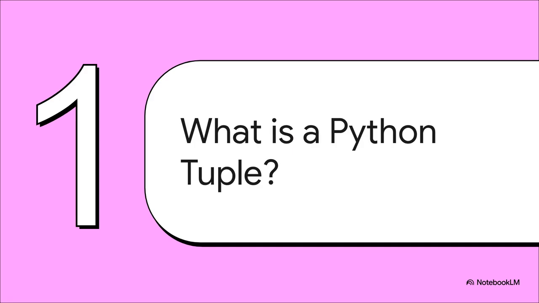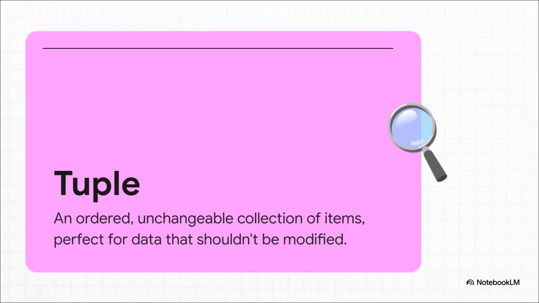Okay, so let's start at square one. What in the world is a Python tuple, really? At its heart, a tuple is a collection of items that is ordered and unchangeable. Now, I want you to burn that word into your brain. Unchangeable. That's its secret sauce. That's what makes a tuple the perfect container for any data that you need to lock down and protect.